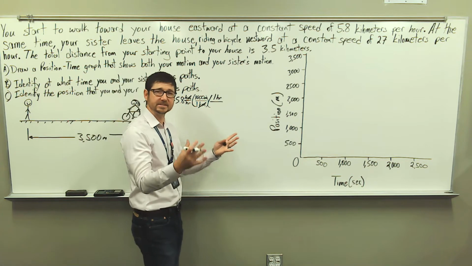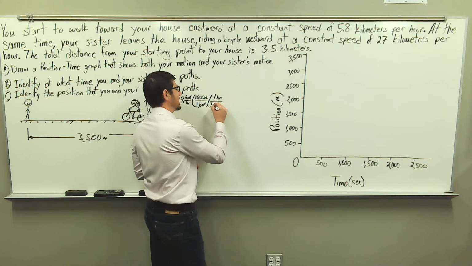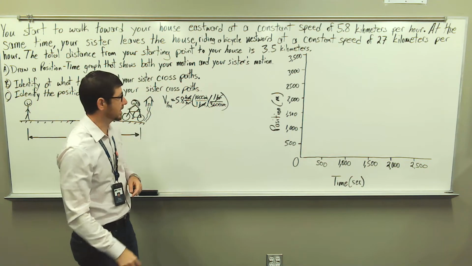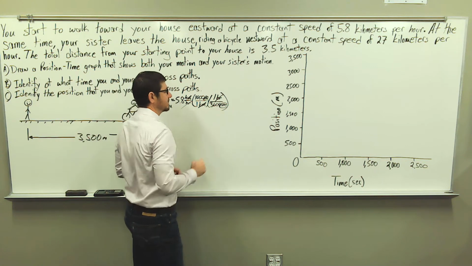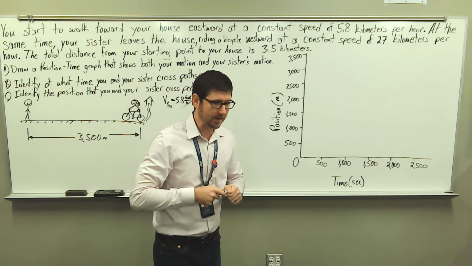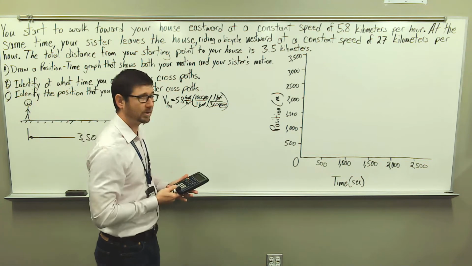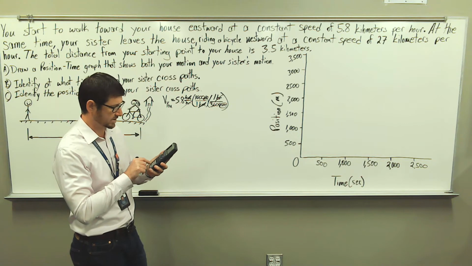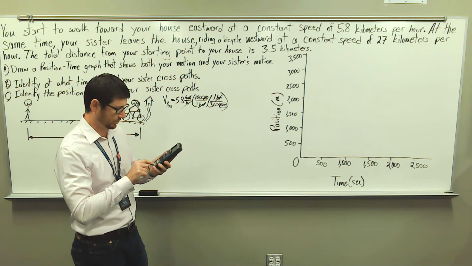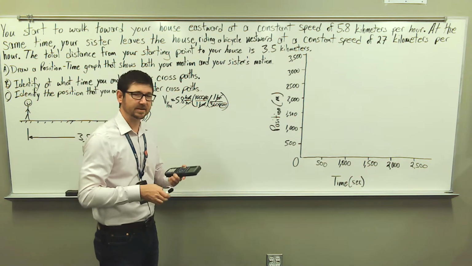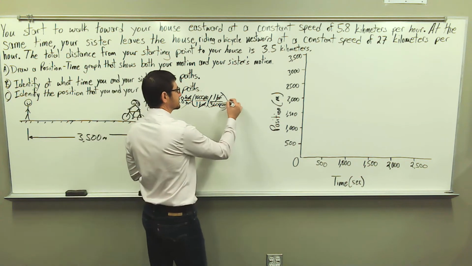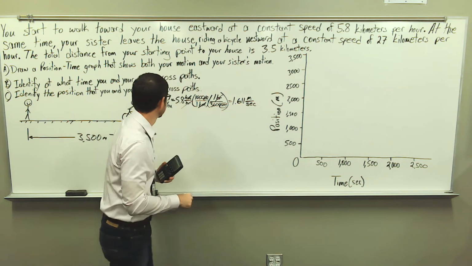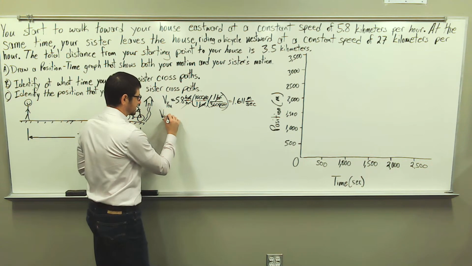In 1 hour, how many seconds do we have? We have 3,600 seconds. Hours are gone. This is going to leave us with units of meters per second. So what I would like to do is for everyone to grab their calculator here. So I have 5.8 times 1,000 divided by 3,600. This is going to give me 1.611 meters per second. And then the velocity of your sister.